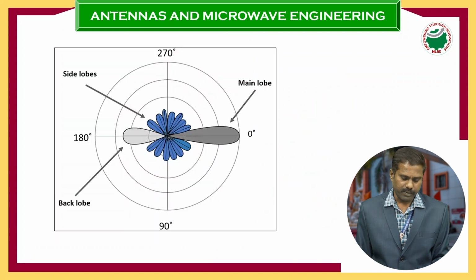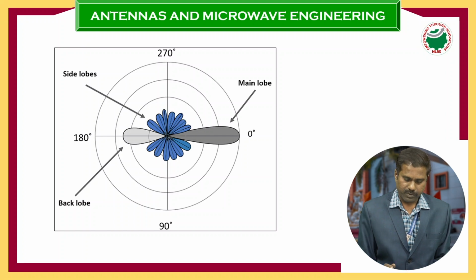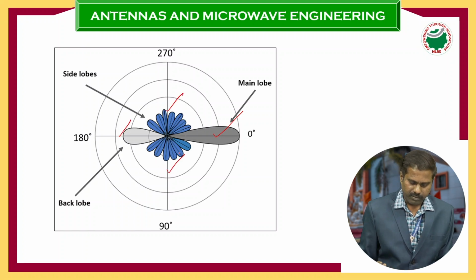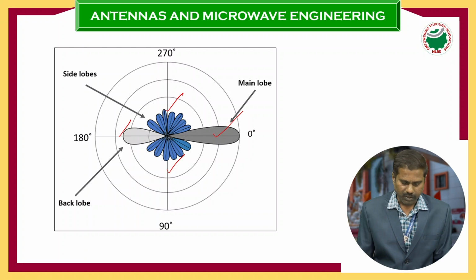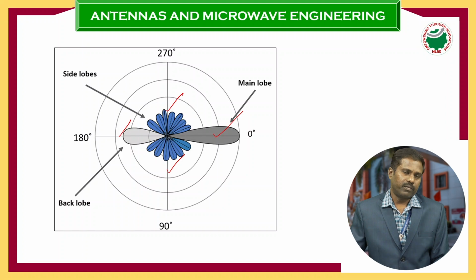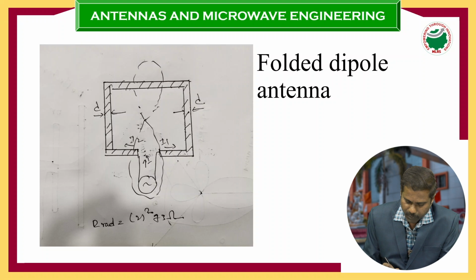Here we can see the main lobe, the back lobe, and the side lobes. Main lobe means maximum radiation towards the desired direction. The minimum radiation can be called a loss, because we always calculate the radiation towards the desired direction. On the receiver side we take only the desired direction radiation, not the back lobe or side lobe. These are neglected.